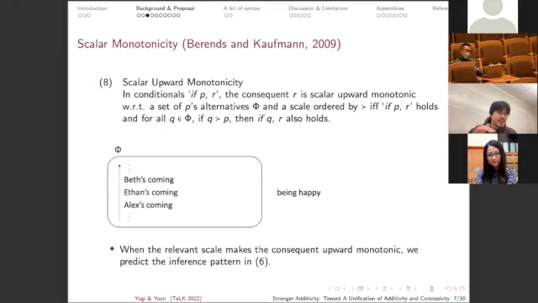So in this way, I guess you can see the idea, since Ethan's coming is enough to make me happy, and since Beth's coming is more likely to make me happy, if Ethan comes, I'll be happy. This conditional makes an inference to if Beth is coming, I'll be happy. And it does not make an inference to if Alex is coming, I'll be happy. Does it make it clear?